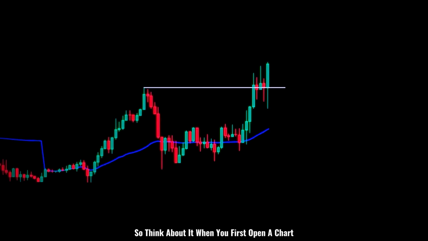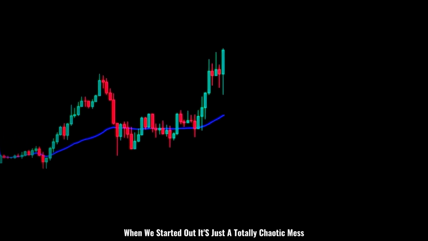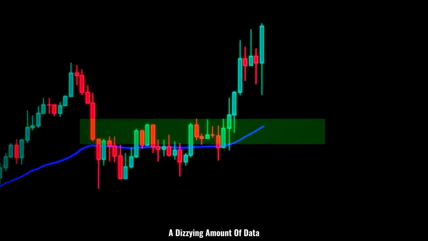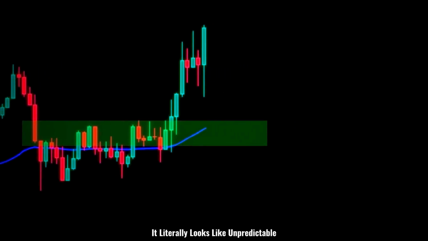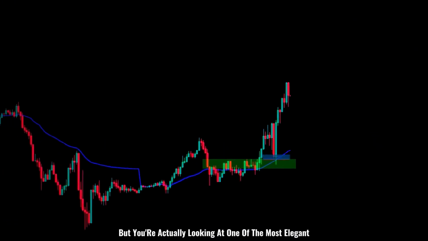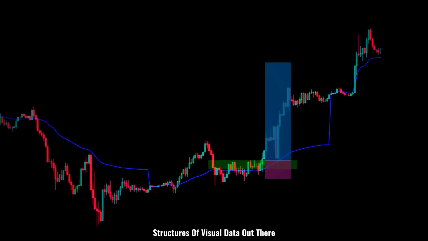So, think about it. When you first open a chart, what do you actually see? If you're like most of us when we started out, it's just a totally chaotic mess. You've got these jagged lines, violently jumping up and down, a dizzying amount of data. It literally looks like unpredictable wild noise, doesn't it? But you're actually looking at one of the most elegant structures of visual data out there.